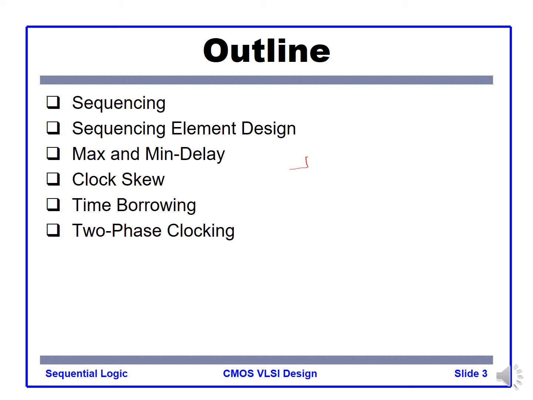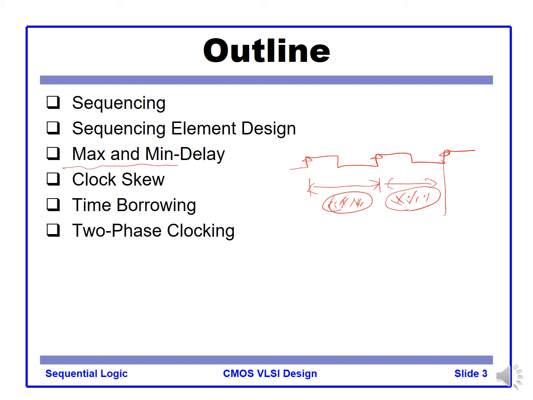So the sequential circuit is mostly based on the clock. So every clock rising edge or clock event, until the next clock event happens, you have to complete your operation, and then in the next cycle you do another job by taking new inputs. In that case, we have to care about maximum and minimum delay on the path, and also clock skew between these kinds of sequencing elements.